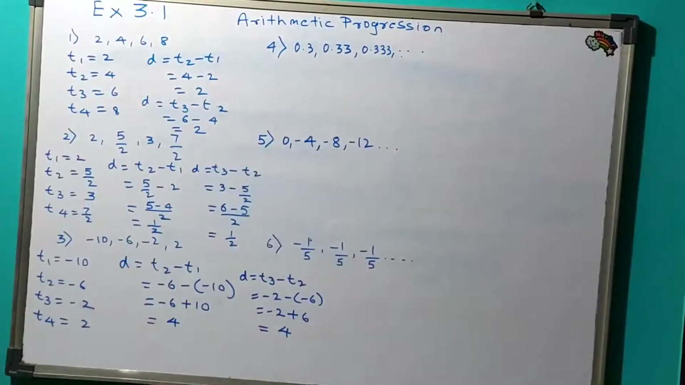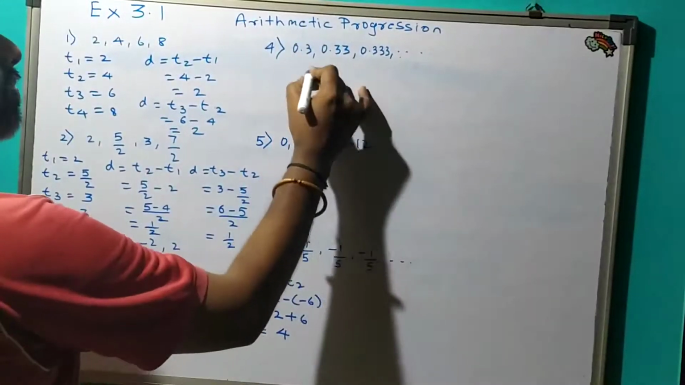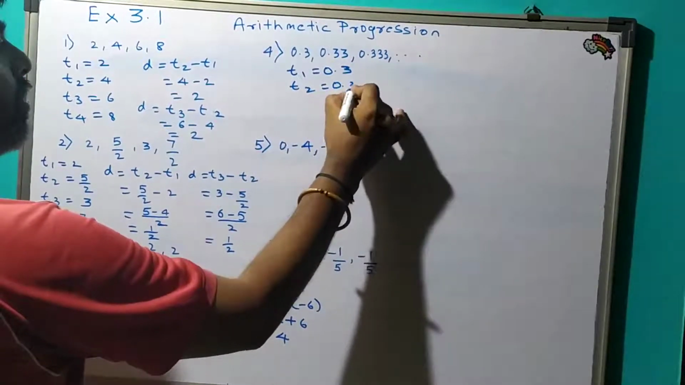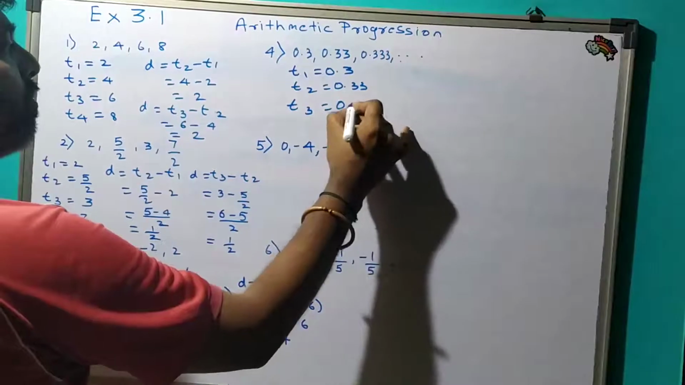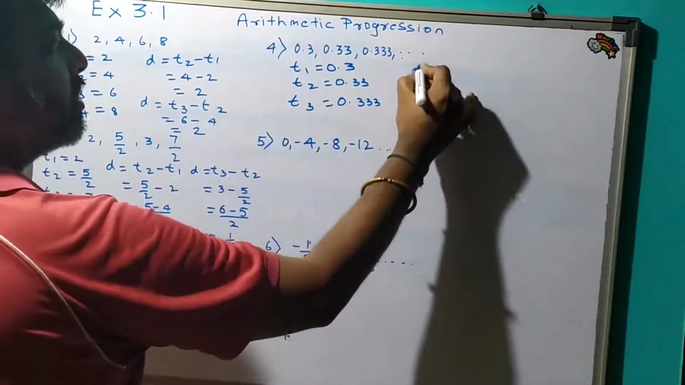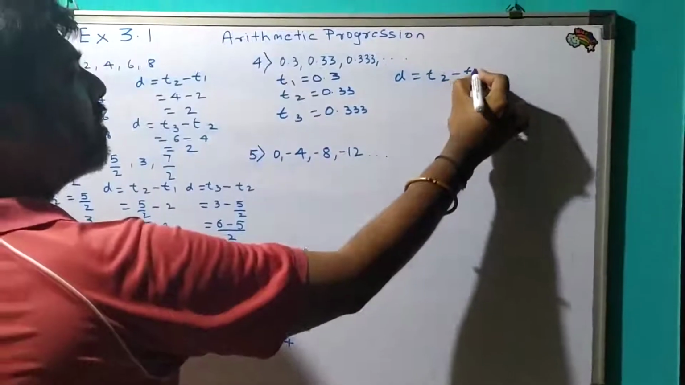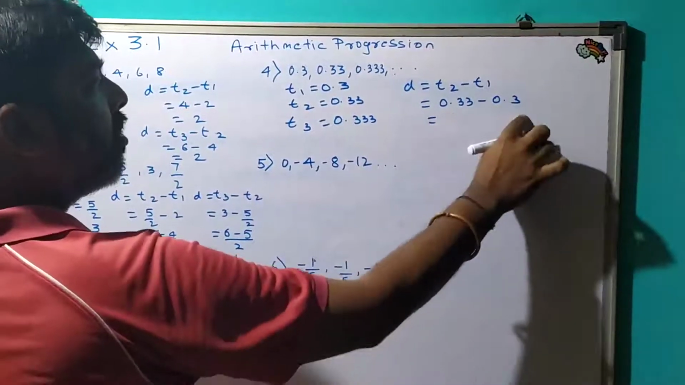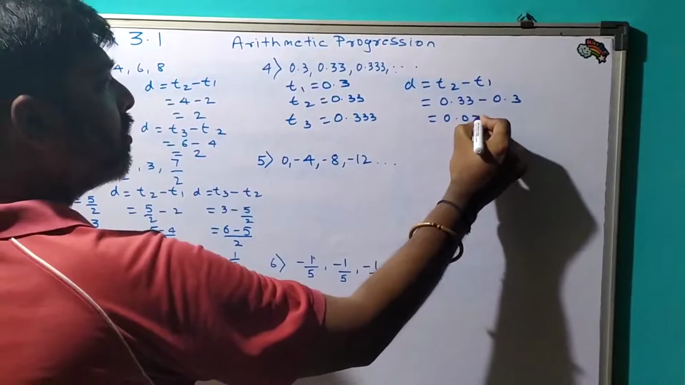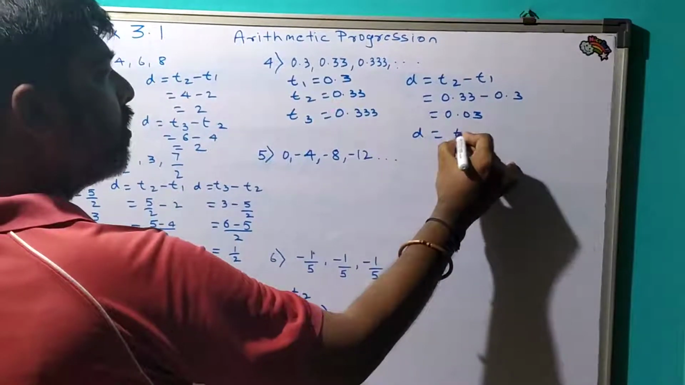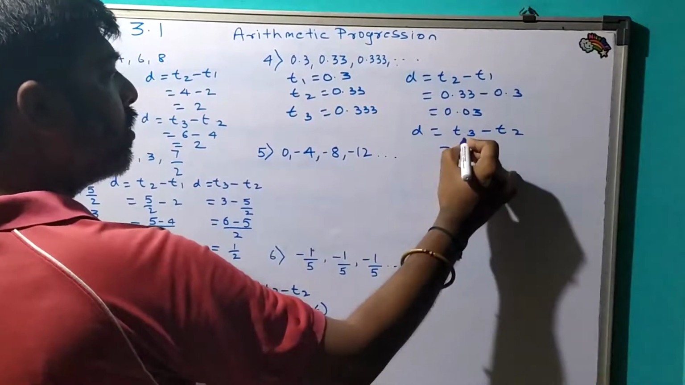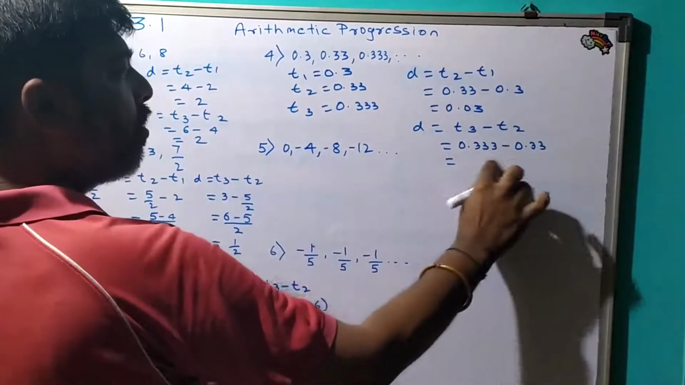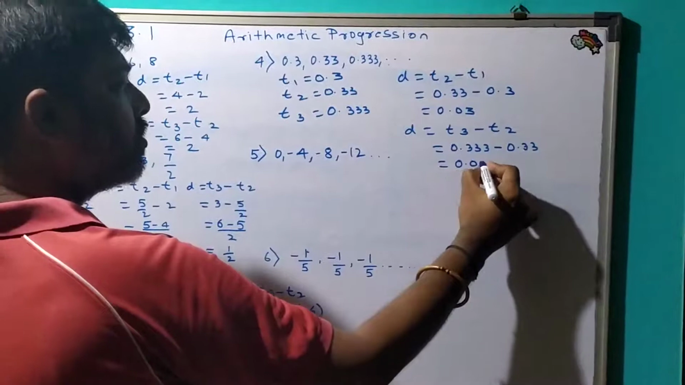Let's see if the fourth sum is in AP or not. Fourth sum, T1 is 0.3, T2 is 0.33, and T3 is 0.333. Let's see. D is T2 minus T1, 0.33 minus 0.3. I got the answer over here as 0.03. D is equal to T3 minus T2, 0.333 minus 0.33. Over here I have got the answer 0.003.